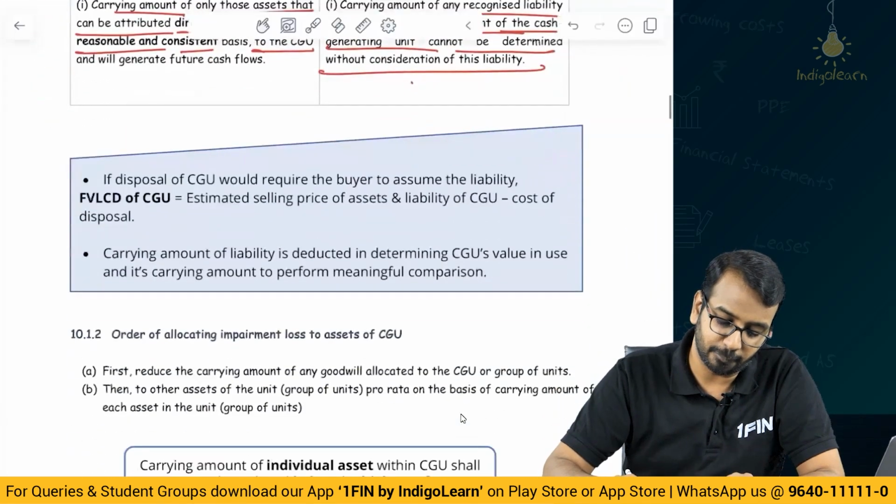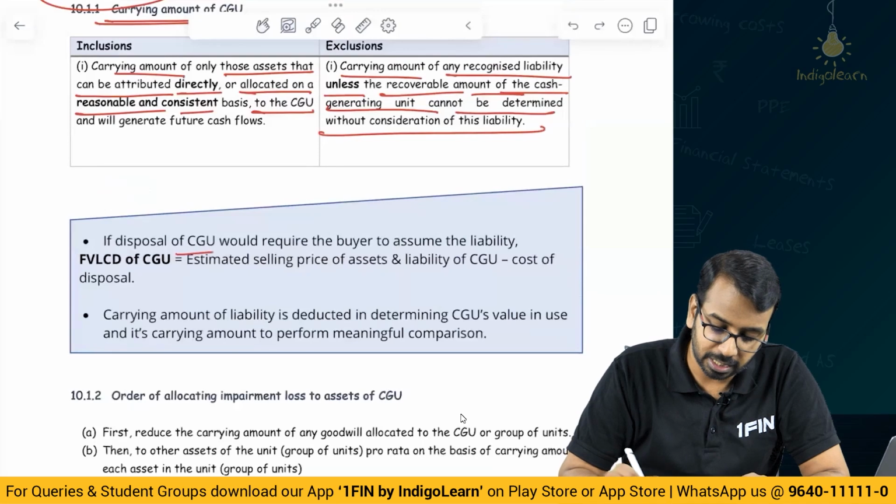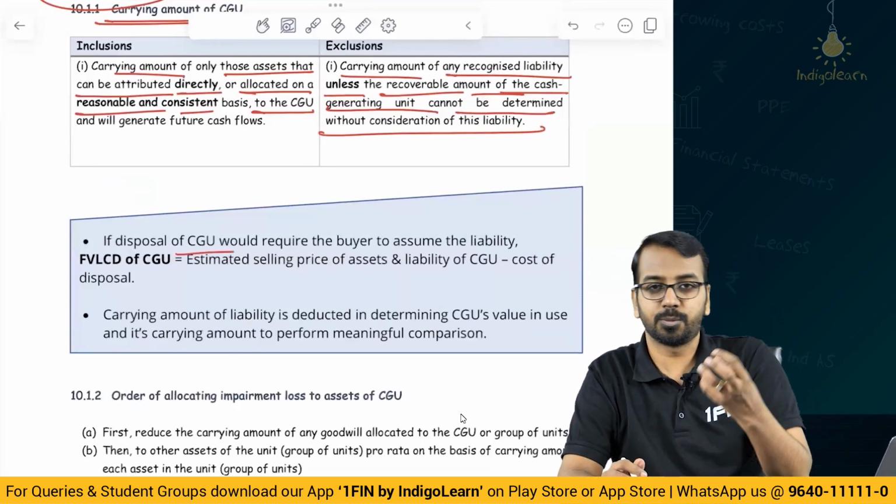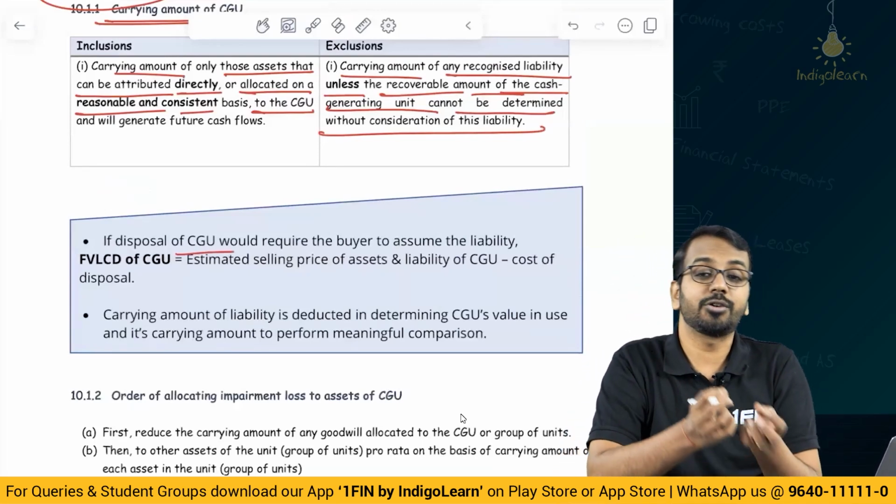Now sometimes what happens is, when you sell off an asset or when you dispose of a CGU, the buyer is required to assume the liability.